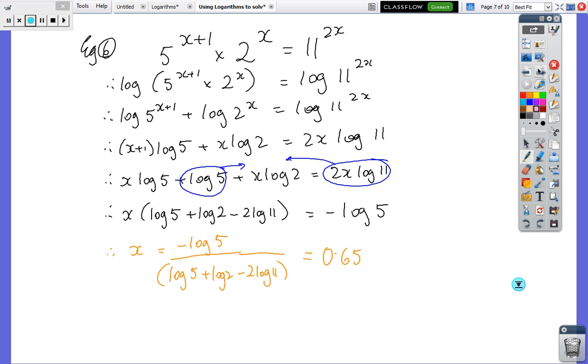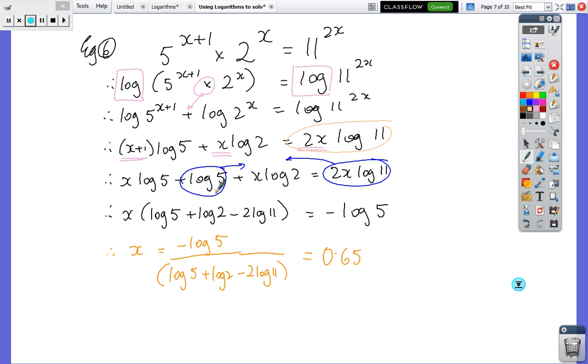Okay, so we've got 2 or 3 more examples to go. So now we've got indices, x's all over the place. So just follow through. First step, take logs on both sides. Next step, break up the multiply with an addition, and then bring the powers out the front. Okay, and then bring the x's all to one side. So this term here, that's got x's in it, so I've got to bring it across the other side, and then log 5 goes the other way.